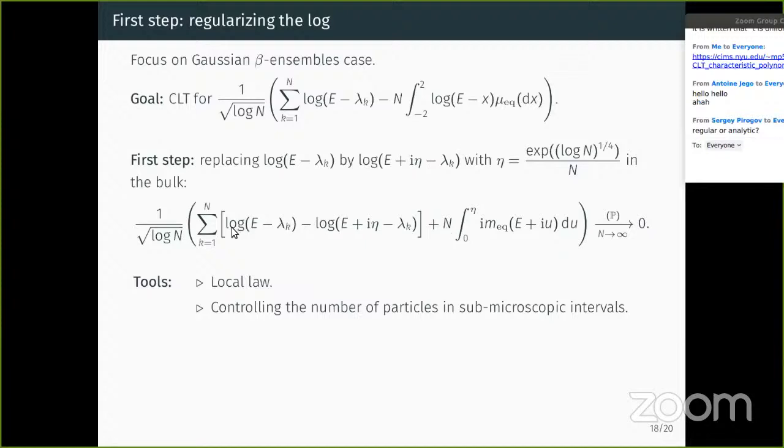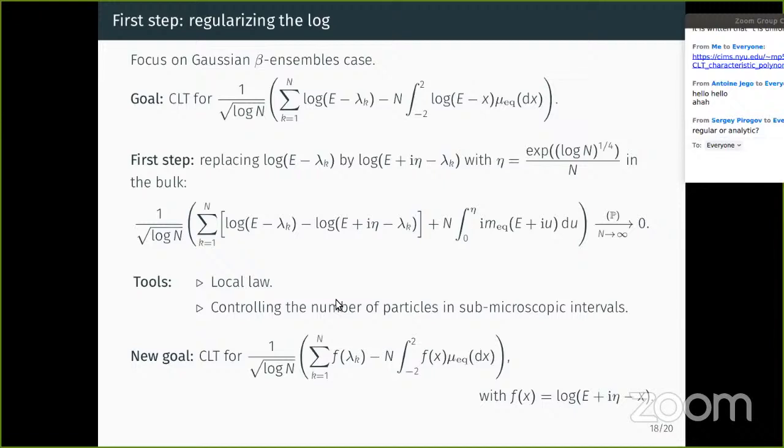Okay. How do we prove this? You write this difference between logs as an integral of 1 over e plus iu minus lambda k. And okay, actually, there is a term of order n which changes in the law of large numbers, so you have to take it into account. And you end up with an integral containing the Stieltjes transform of the empirical measure minus the Stieltjes transform of the equilibrium measure. So what we need is the local law here. And actually, we need another result, which is a control even on submicroscopic scale. So the local law is useful to go from slightly less than 1 over n to slightly more than 1 over n. But really on very, very small scales, we need an argument to say that, with high probability, there is no eigenvalue in a very, very short interval.